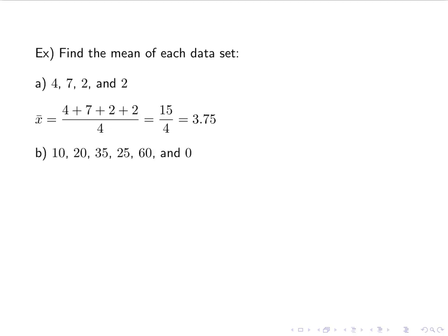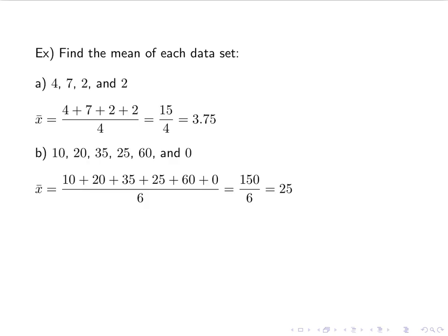How about 10, 20, 35, 25, 60, and 0? We're going to add up all those values and divide by n, how many values we have, which is 6. It's going to give us 150, and then we divide it by 6, so we get 25. And again, we ask ourselves, does it seem reasonable that 25 could be a measure of the center? Hopefully it does. We have 2 values that are above it, 3 values below it, and 1 equal to it. So it is somewhere in the middle.